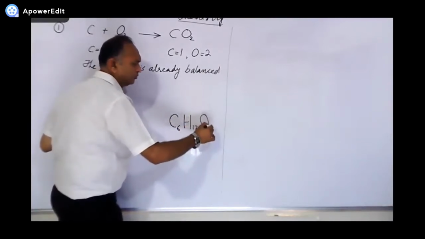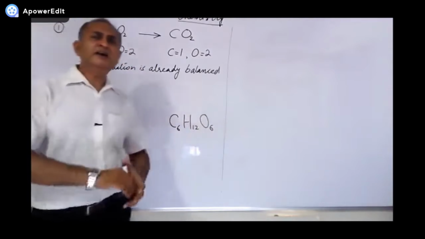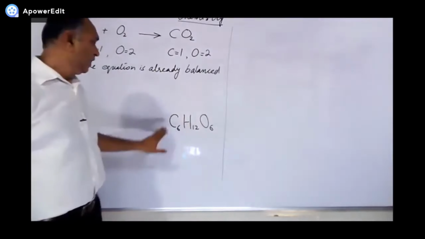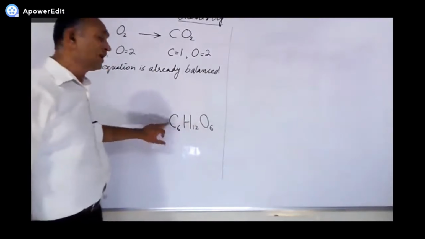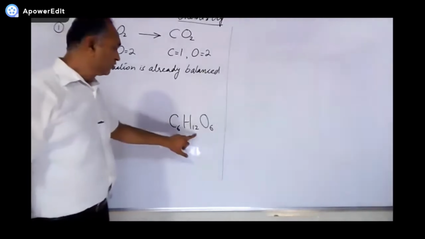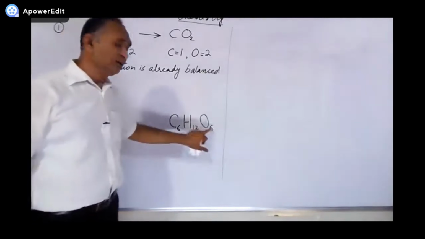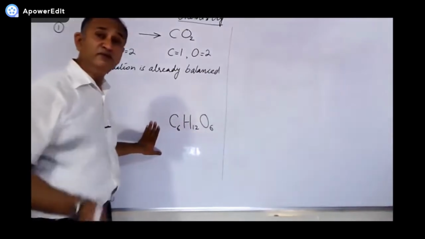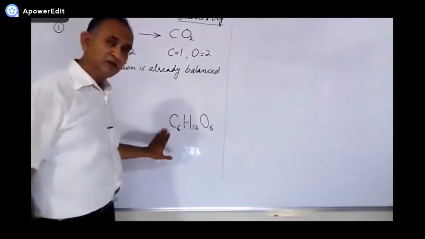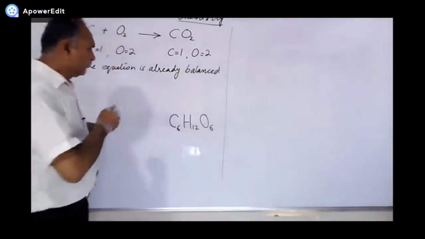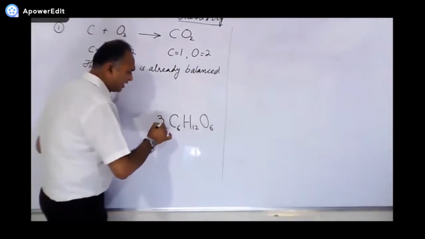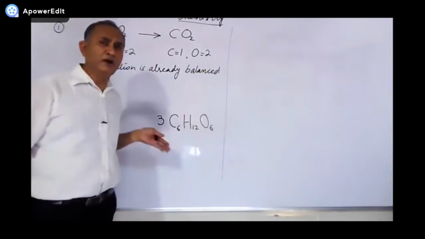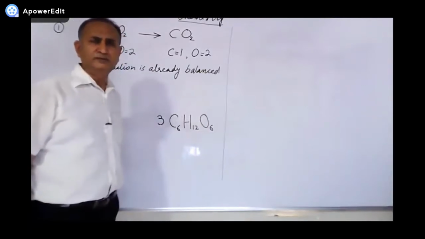C6H12O6. Most of you already know it. It's the chemical formula of glucose. A molecule of glucose has 6 carbons, 12 hydrogens, 6 oxygen. 1 molecule means 1 mole. If I write here 3, it means 3 molecules of glucose now, or 3 moles of glucose.